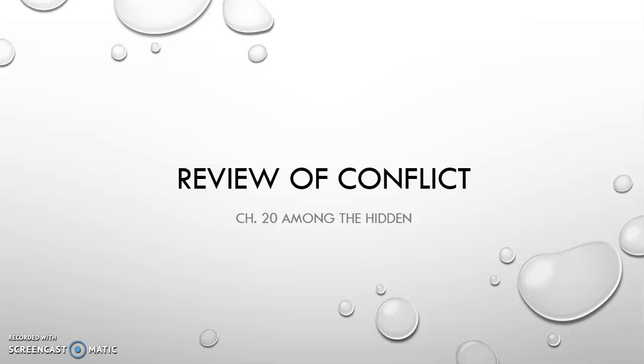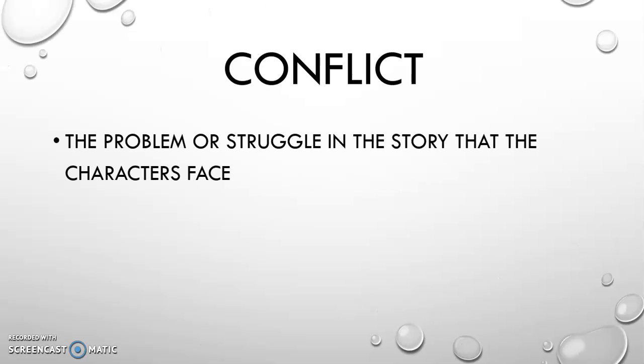In today's lesson, we're going to review the different types of conflict that are present in our class novel, Among the Hidden. Let's think back to just our basic definition of conflict that you got several weeks ago, and that was on Quiz 1. Conflict is the problem or struggle in the story that the characters face.